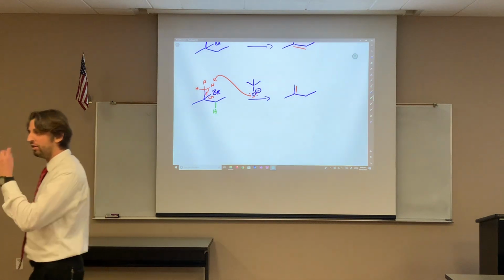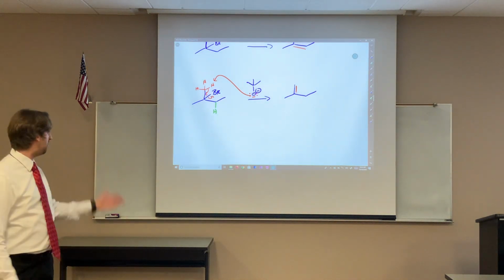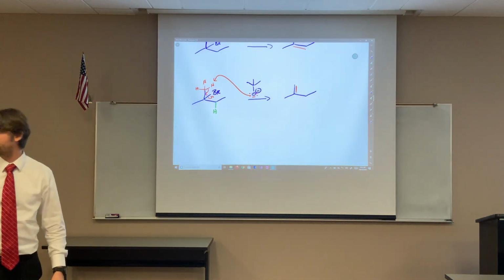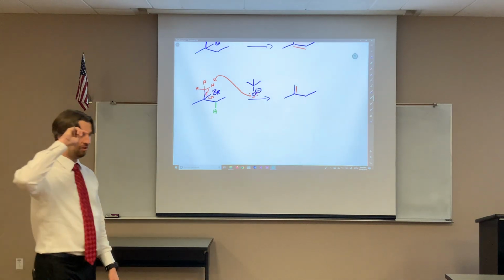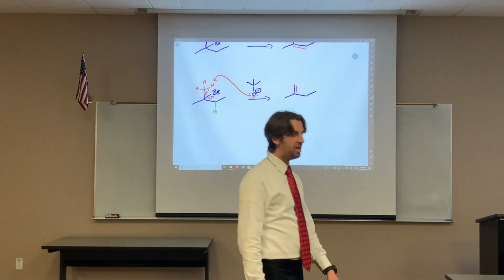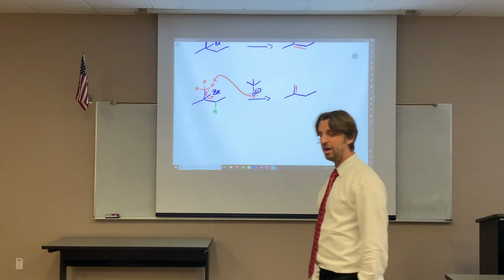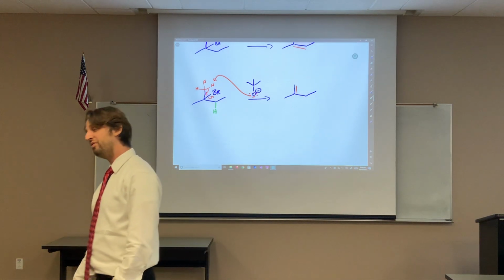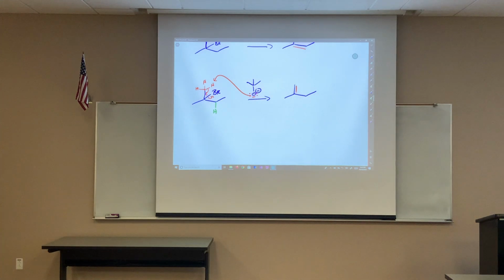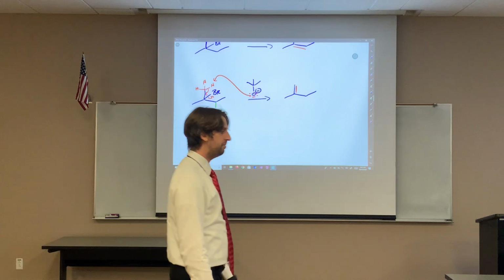Now on paper it doesn't look that way, does it? No, it looks pretty accessible to me. But remember, these things all have three-dimensional shape. These are all sp3 hybridized. There's lots of methyl groups around there. That's actually a fairly sterically hindered hydrogen. It's a pretty sterically hindered hydrogen.